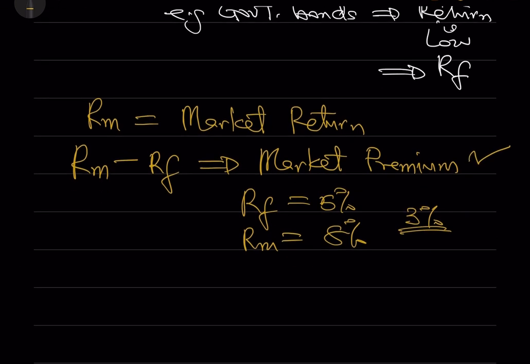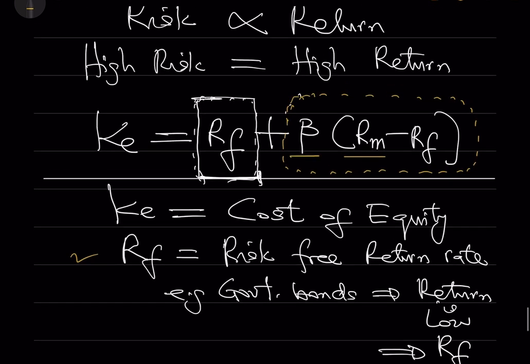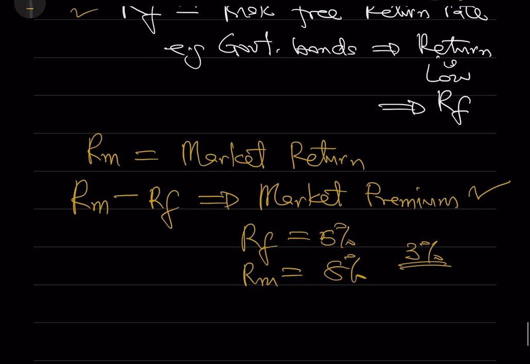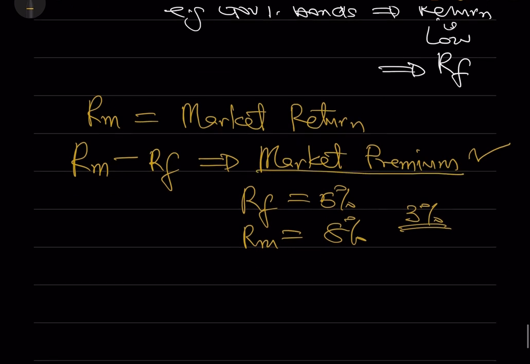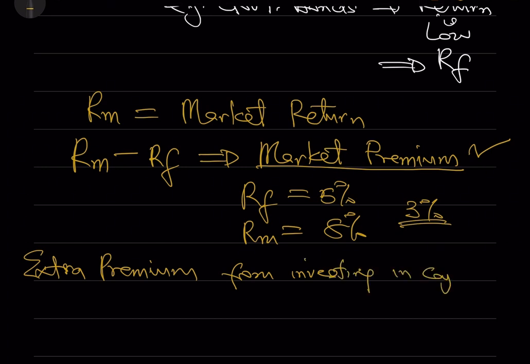Now, we are not looking at investment in the market here. We are looking at investment in shares of a company. And that is where beta now comes in, because we need to adjust this market premium to the company's premium. So to get the extra premium you will get as an investor from investing in, say, company A, that will be beta of company A multiplied by the market premium.